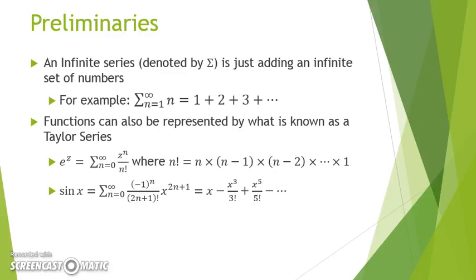The sine of x can also be represented by a series. It's a little bit more of a complicated series. So we have the sum from n equals 0 to infinity of negative 1 to the n over 2n plus 1 factorial, all times x to the 2n plus 1. Just to give you an idea of how that series works, I have a couple of example terms given there. So we have x, and then minus x to the third over 3 factorial, plus x to the fifth over 5 factorial, because of this negative 1 to the n here.